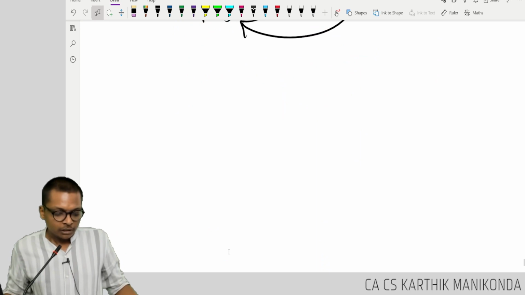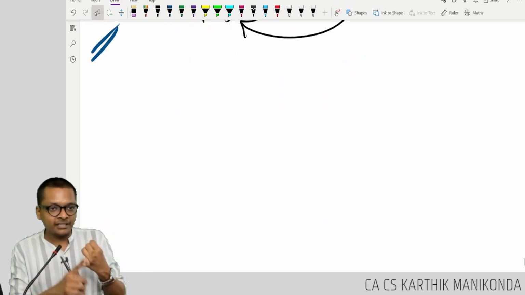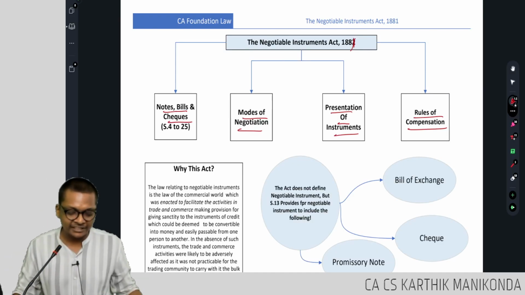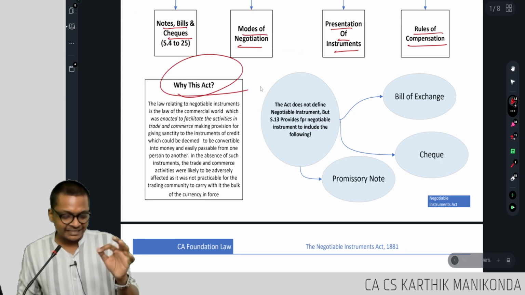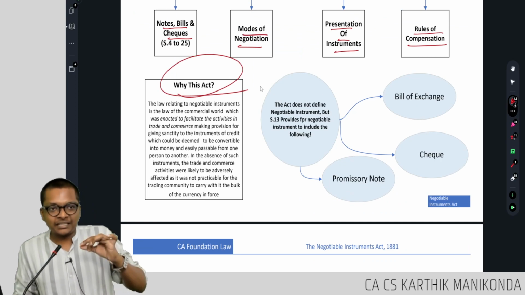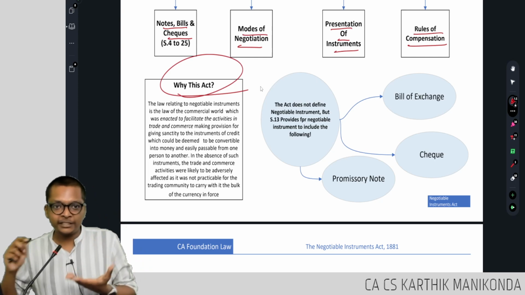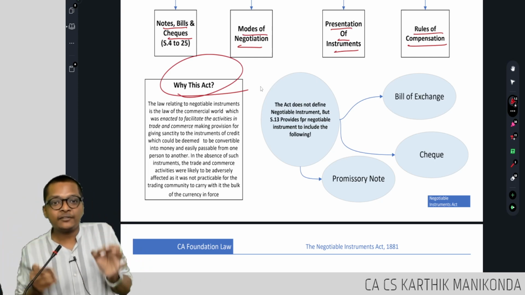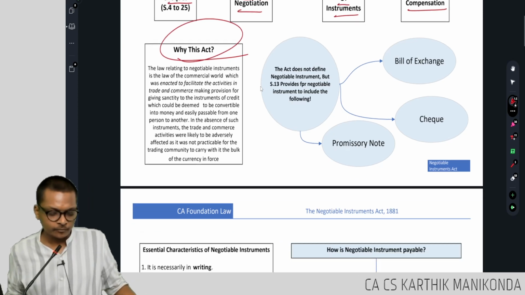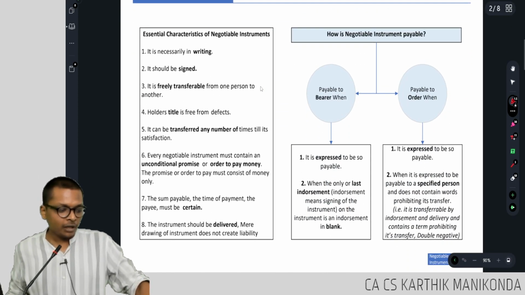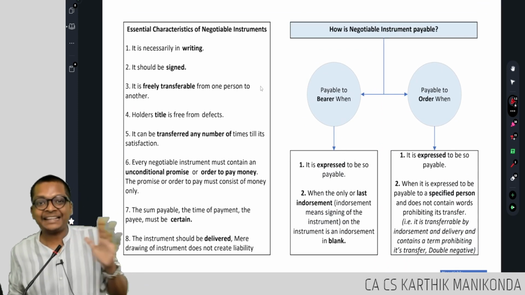Now, the next set of discussion is going to be understanding how a check works, promissory note works, and bill of exchange works. What we finished is basically, why do we have this act? Basically, instead of money, you have an instrument. It's equal to money. Instead of giving you 100 rupees, I can give you 100 rupees worth of check. Okay, fine. Now, what is a negotiable instrument? What are the essential characteristics?